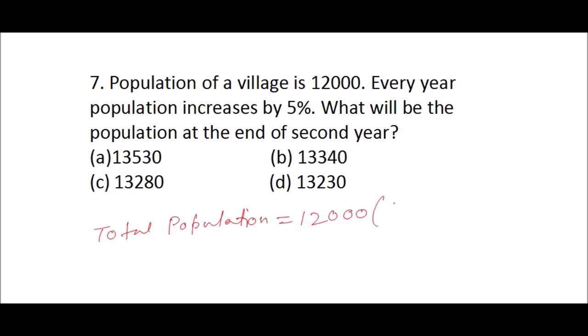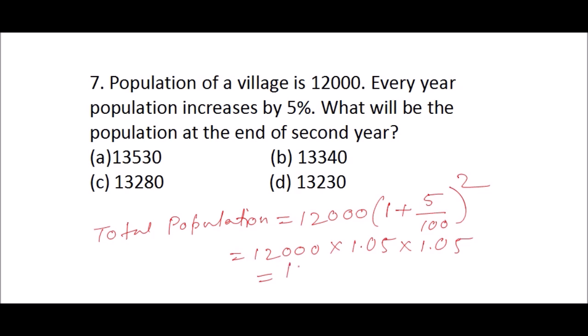12,000 multiplied by 1 plus the rate of increment, which is 5%, therefore 5 divided by 100, raised to the number of years, which is 2. Therefore this is 12,000 multiplied by 1.05 multiplied by 1.05, and that gives you 13,230, and therefore the total population will be 13,230. Therefore your option D is the correct option.